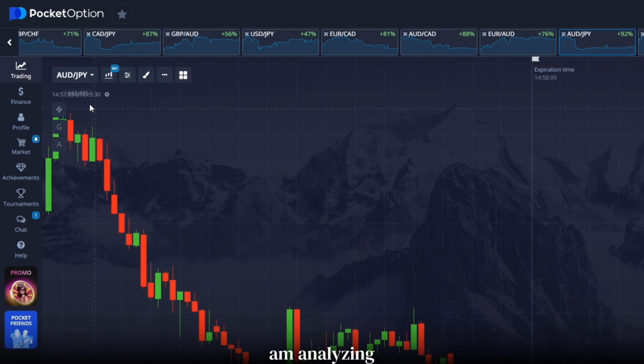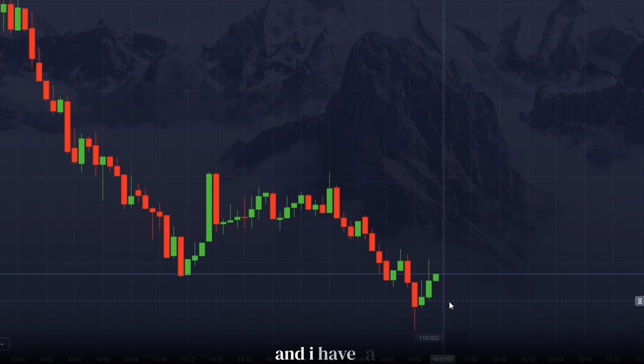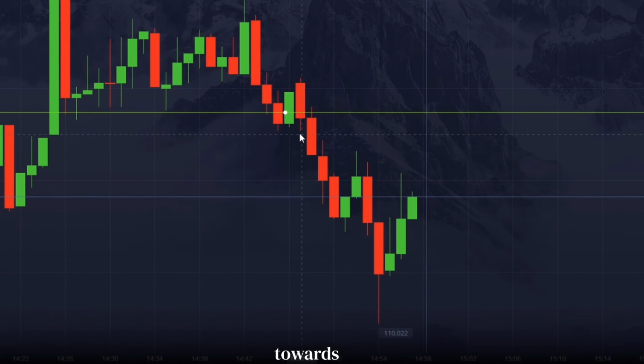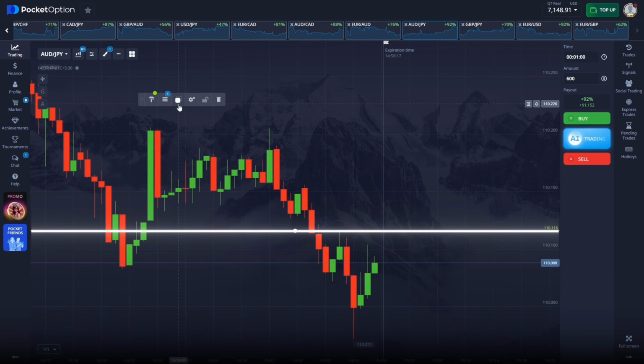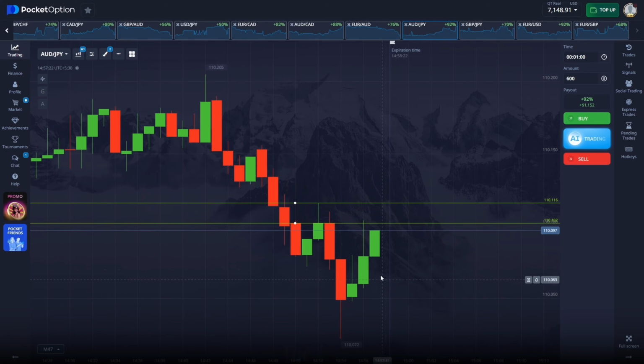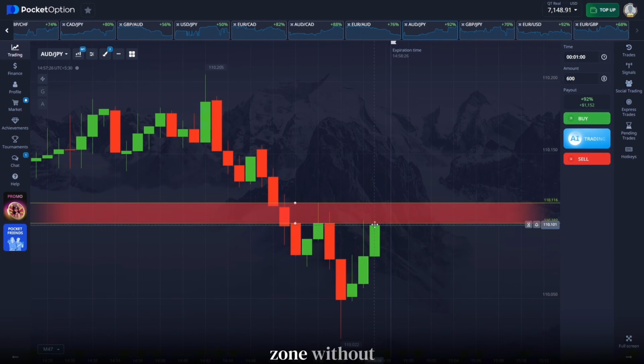Right now I am analyzing the AUD/JPY chart and I have a trading opportunity here. As the price is approaching the recent resistance, chances of reversal are high. I will wait for the 1-minute candle to close near this resistance zone without a breakout. If the price does that, then I will look for a reversal trading opportunity and will place my trade.